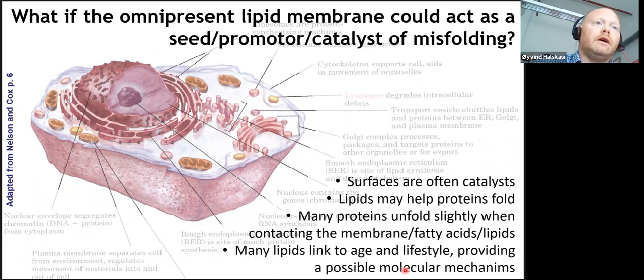And for the connection to potential risk factors, lipids are linked to aging and lifestyle, and this could, if you speculate about it, provide a possible unknown molecular mechanism between misfolding diseases and risk factors.